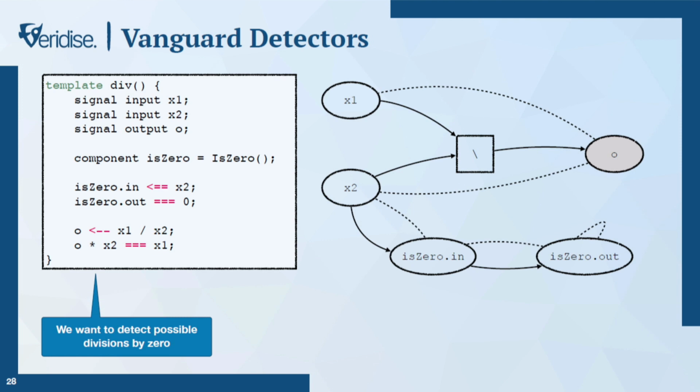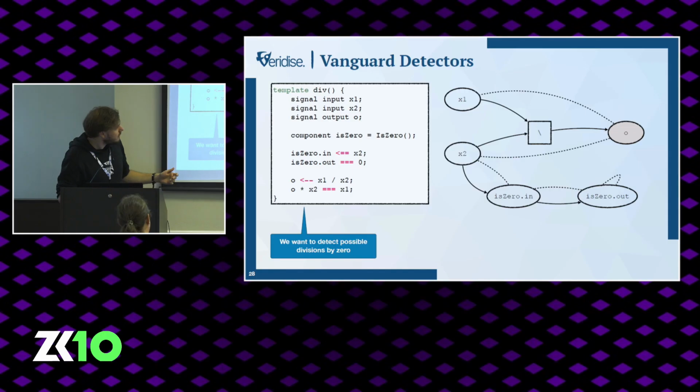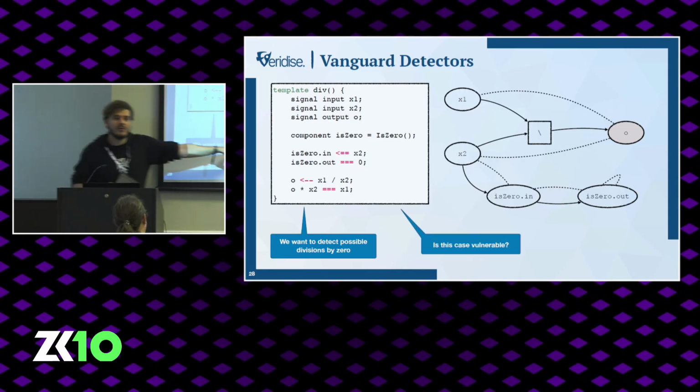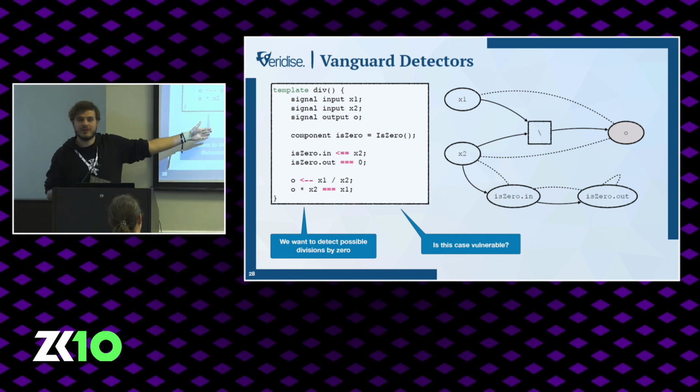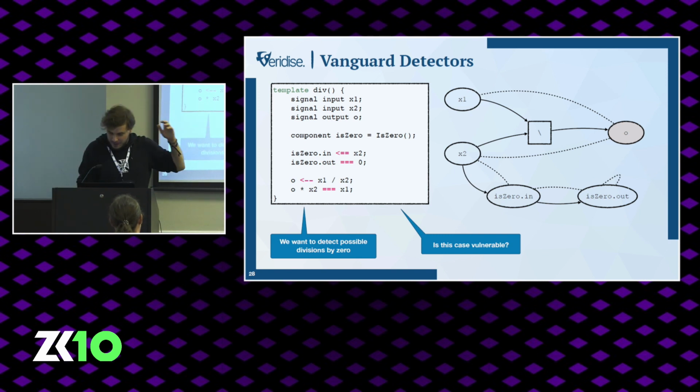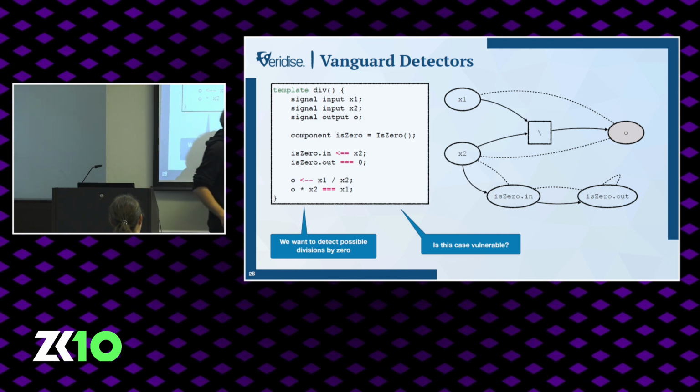OK. So an animation missing there somehow. Is this case vulnerable? Is this an issue? No, right? OK. So we will follow the previous algorithm. What will the algorithm say? Is this vulnerable? Yes, because it's just checking if there exists an edge between an input signal and the denominator of a division.